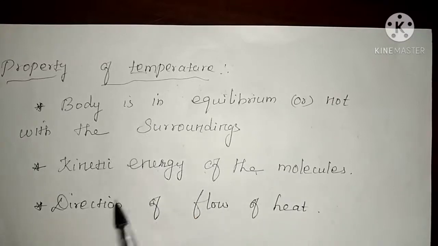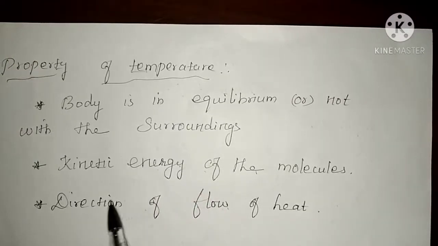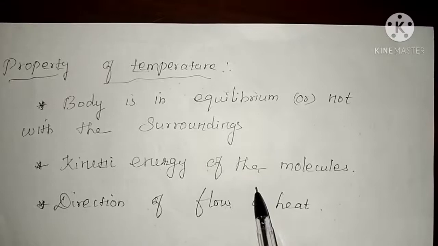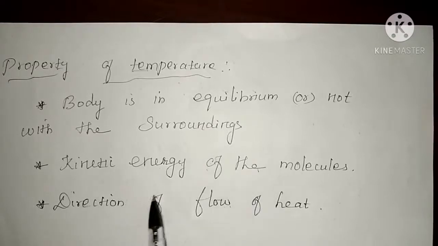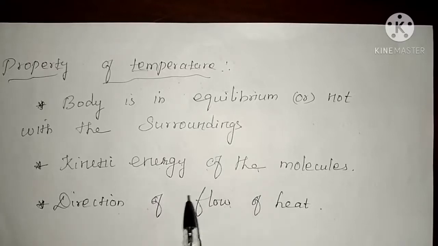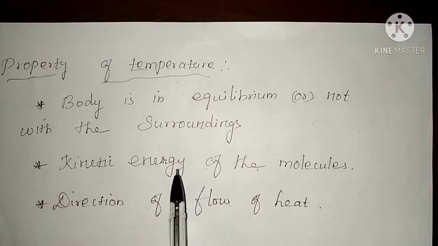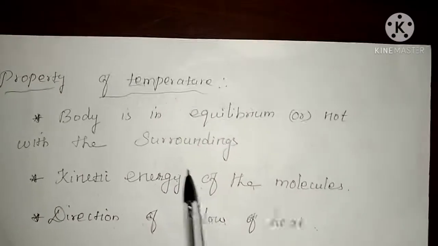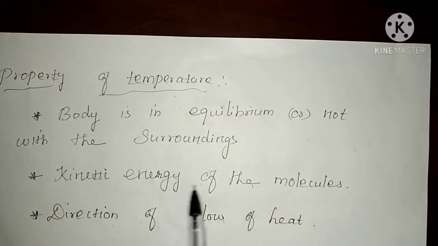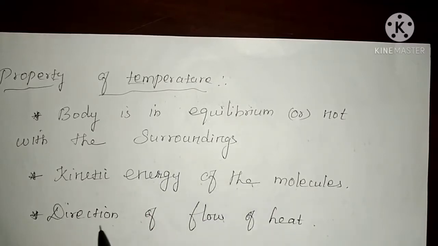It also tells the direction of the flow of heat. Based on the temperature, we can say in which direction heat is transferred, from which object to which object. Heat transfer always takes place from the hot object to the cold object. So these are the properties of temperature: equilibrium with the surroundings, kinetic energy of the molecules, and the direction of heat flow.